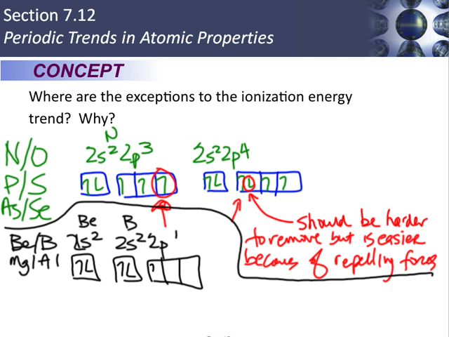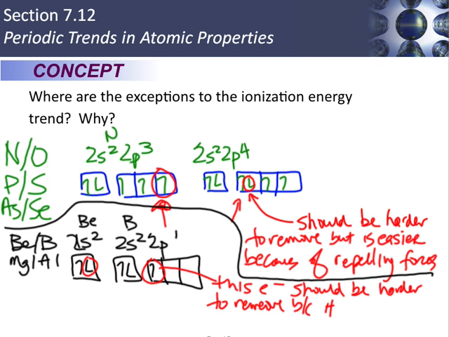Again, we're comparing those two. This electron should be harder to remove, but it's easier. Okay, if anyone gets this and remembers this from pre-AP, I'll be pretty dang impressed because you did do it in pre-AP. Any ideas? I know it looks contradictory because you're like, well, there's repelling forces in the s. That one should be easier. Yeah.